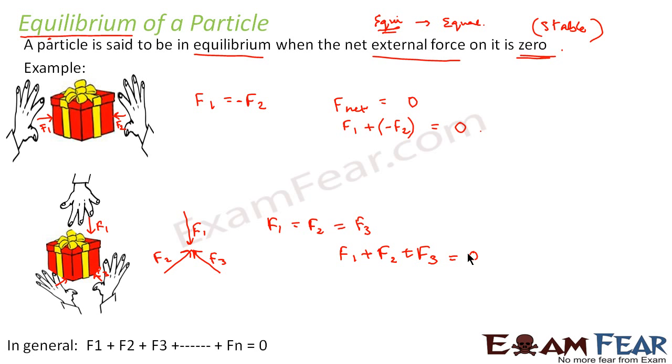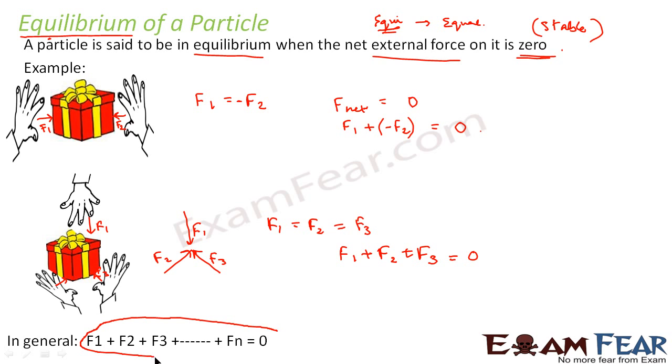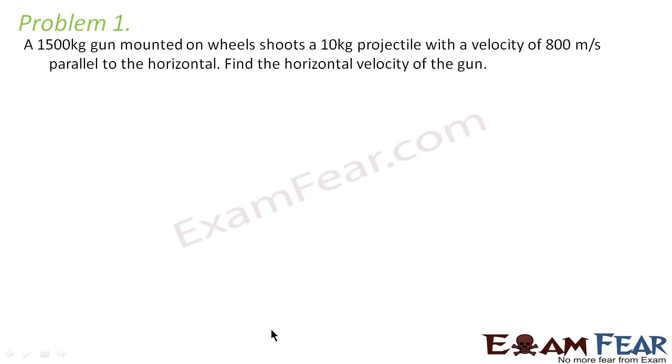So in general, what we can say? We can say that if there are n forces acting on a particle like F1, F2, F3, F4 and so on till Fn, and if the sum of all the forces is equal to 0, then we say that the particle is in equilibrium. Now that we have seen conservation of momentum as well as equilibrium of a particle, we will again solve a few problems to make our concepts clearer. So here comes the first problem.